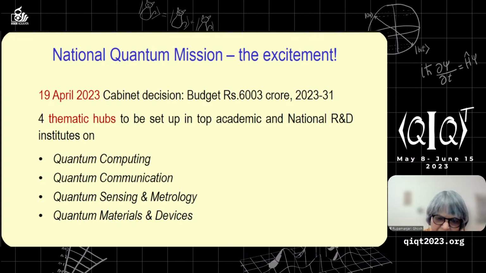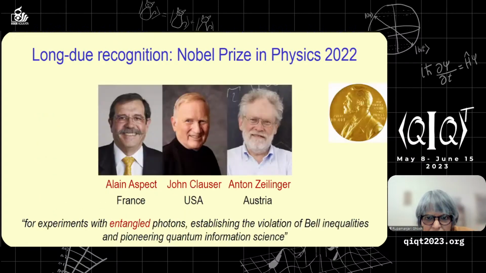And one more thing that happened earlier than this in this area is the Nobel Prize in the area of entanglement. I mean, for experiments with entangled photons, establishing the violation of Bell inequalities and pioneering quantum information science. So 3 people got it, end of last year. Alain Aspect, who is a long-time friend of mine, and it's been due for a very long time. John Clauser and Anton Zeilinger, who worked on teleportation a lot.